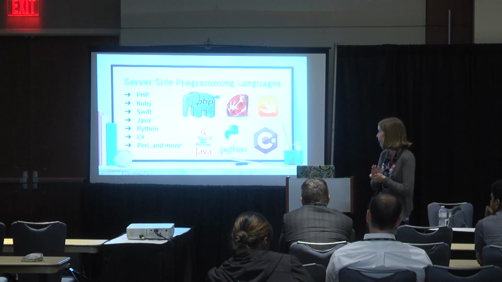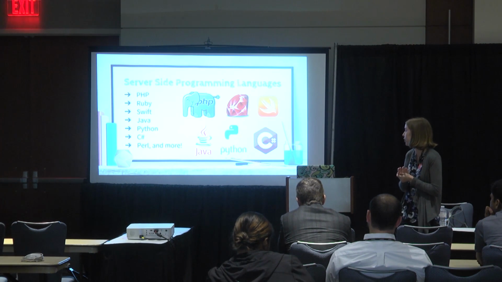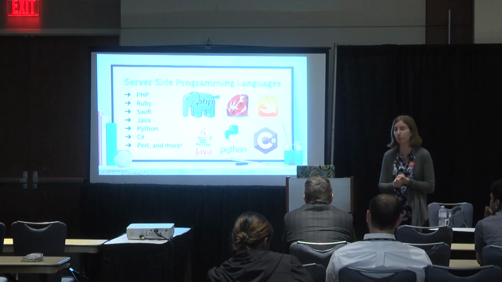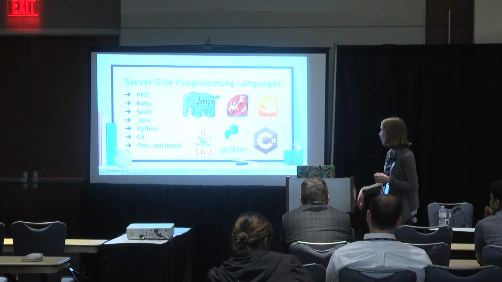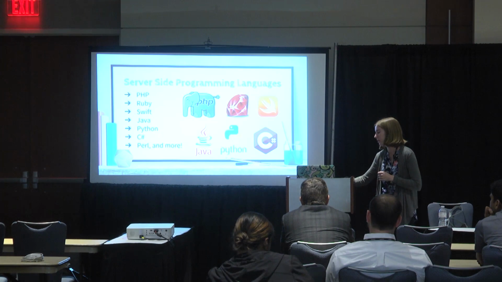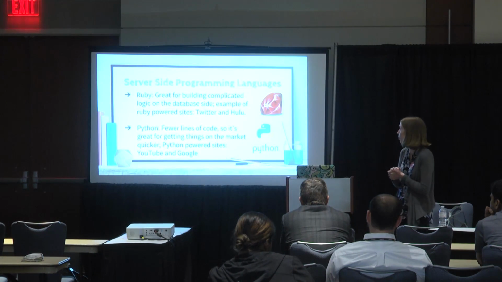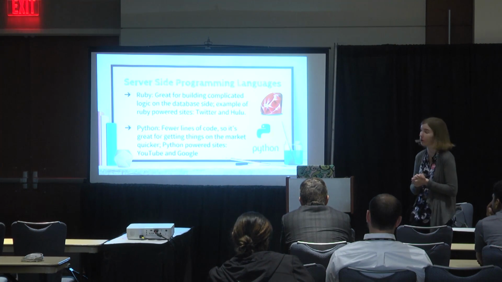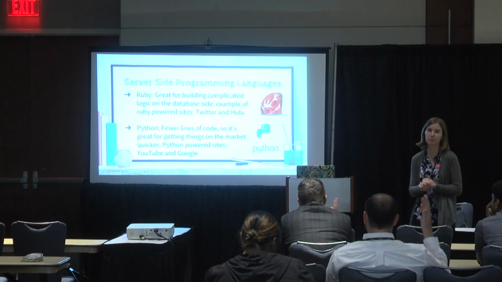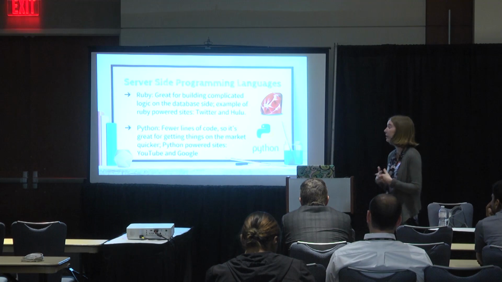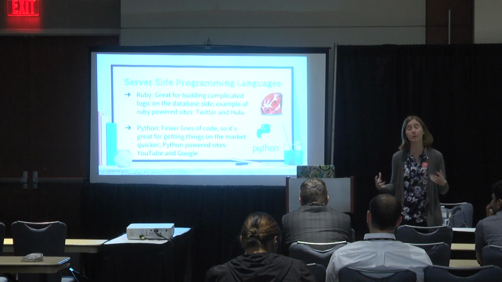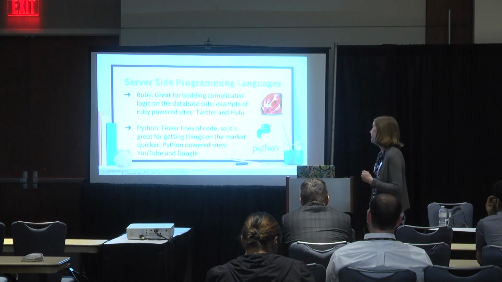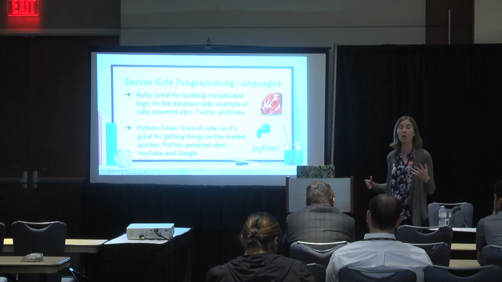So we have PHP, Ruby, Swift, Java, Python, C#, Perl, and more. These are just a couple examples, and I'll tell you some characteristics about each one. So thinking about Ruby, quick show of hands if you have used Twitter or Hulu. Very popular. Okay, pretty much everybody. So Twitter and Hulu are examples of Ruby-powered sites, and Ruby's great for building complicated logic on the database side. So it's a really wonderful thing.